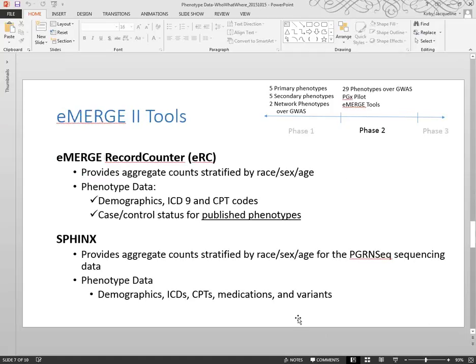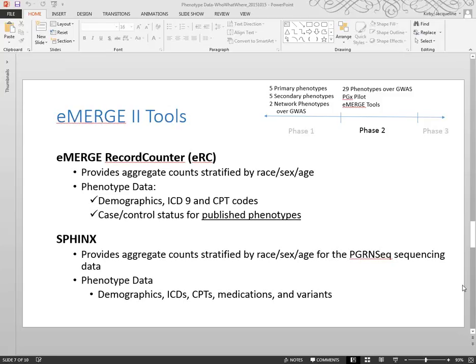eMERGE tools. So again, in phase 2, we also worked towards making some of these efforts easier and faster for feasibility. So coming off of that, we created 2 tools to facilitate looking at aggregate counts across the sites' data. So that led to the eMERGE Record Counter and Sphinx. And the data that was incorporated into those were demographics and codes specifically for eMERGE Record Counter. And that's just a full data dump of ICD-9 codes and CPT codes.